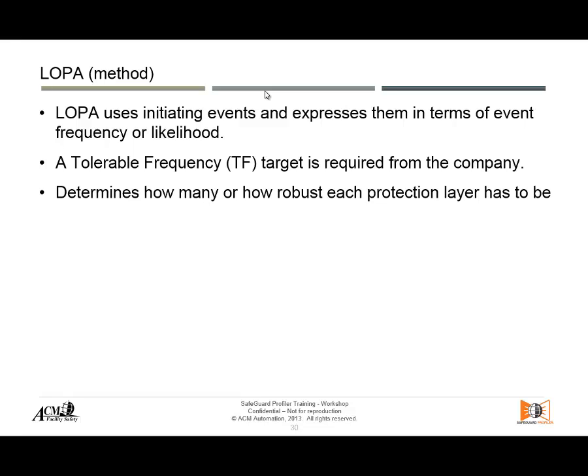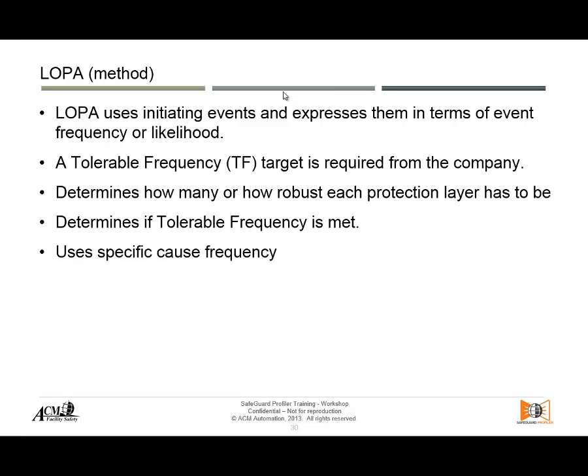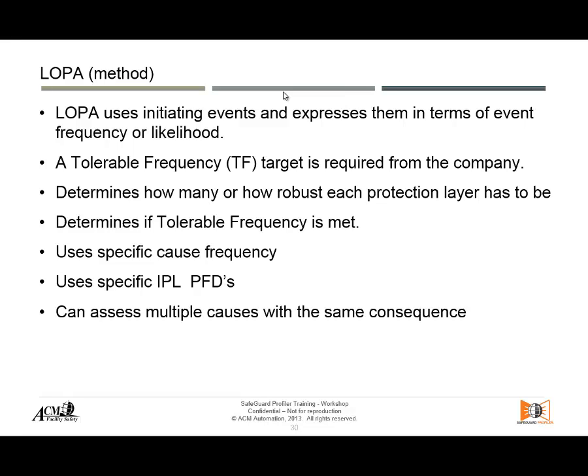Then we determine how many or how robust each protection layer has to be. That's layer protection analysis. You analyze the integrity of those safeguards, whether they are independent or not, whether they are dependable or not. Then we determine if the tolerable frequency is met. That means TF, tolerable frequency, divided by the mitigated frequency, MF, equals 1. Then we use specific cause frequencies. We use specific independent protection layers' probabilities of failure on demand, and we'll look a little bit more in detail at what that means.